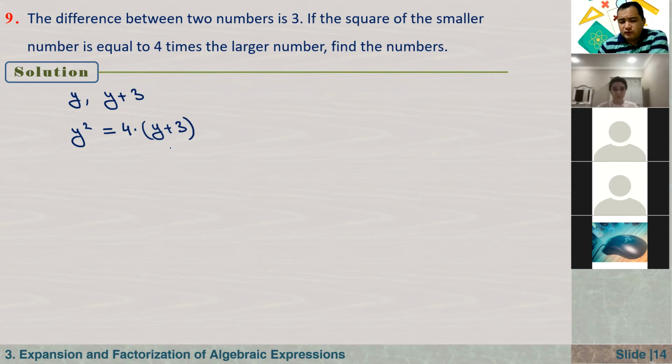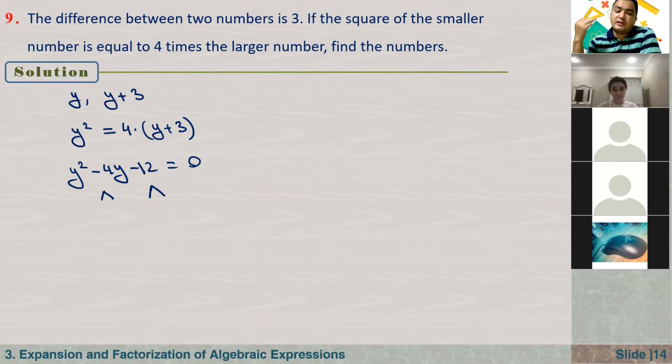So now if you remove the brackets and take everything to the left-hand side, we have y squared minus 4y minus 12 is equal to 0. Now the coefficient of y squared is 1. Now, Murat, can you tell me two numbers whose product is negative 12 and their sum is negative 4? What are those numbers? You have 5 seconds. Two numbers whose product is negative 12 and their sum is negative 4. What are those two numbers?